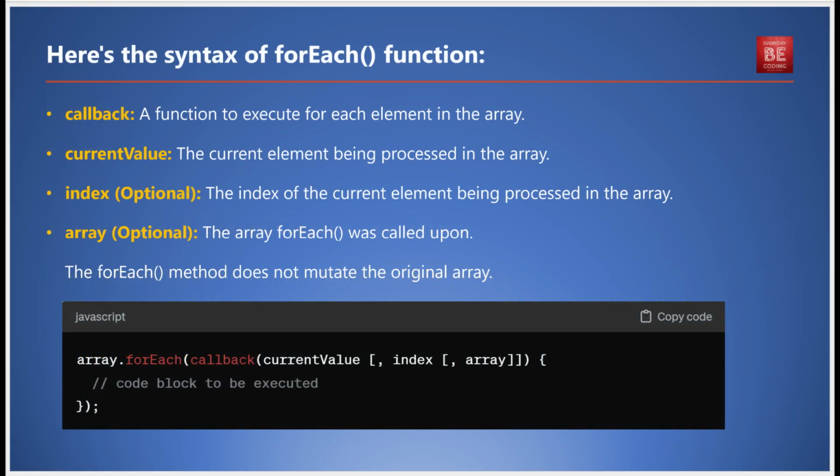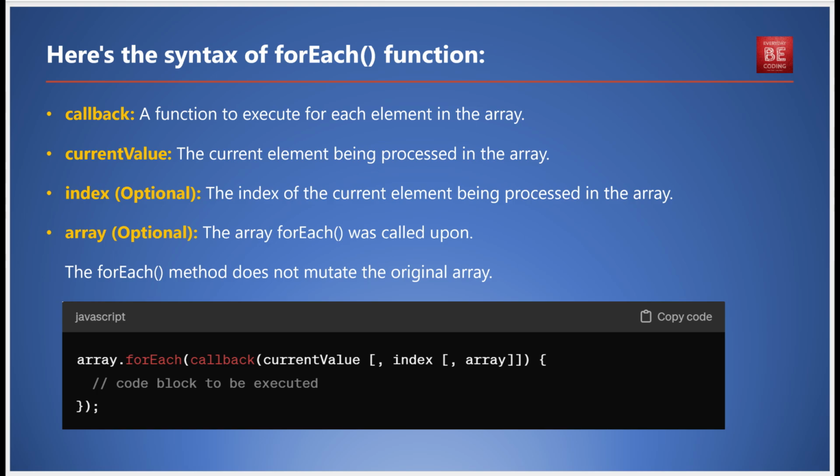The syntax of the forEach function is quite straightforward. Imagine you're commanding an array to perform a specific task for each of its elements. In JavaScript code, it would look like this: array.forEach(callback(currentValue, index, array)) { // code block to be executed }. Here, callback is the task you're asking to be performed.